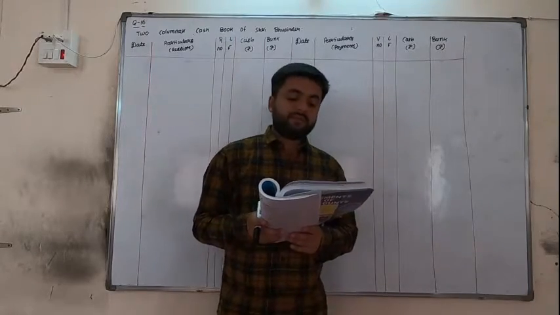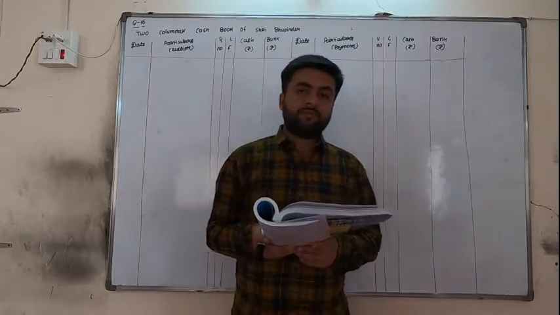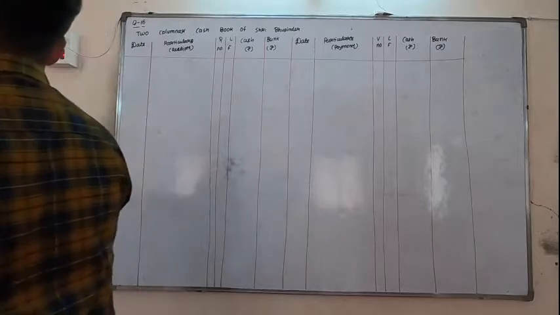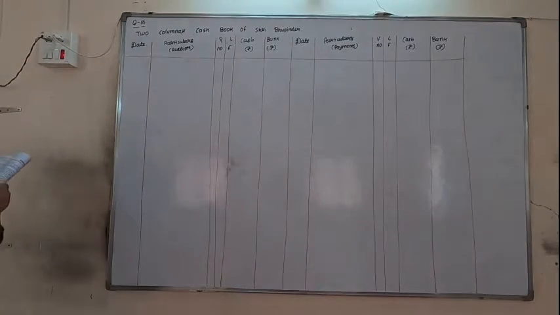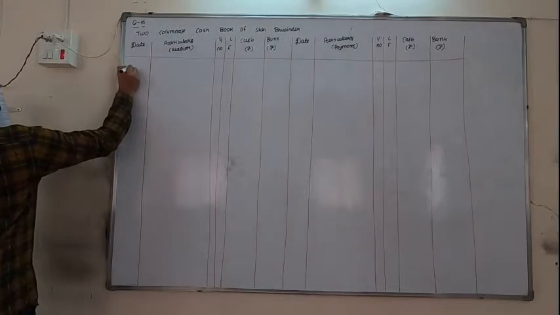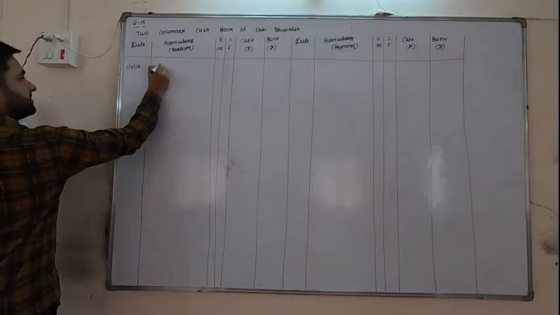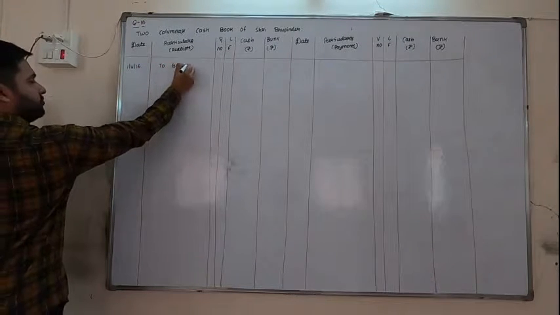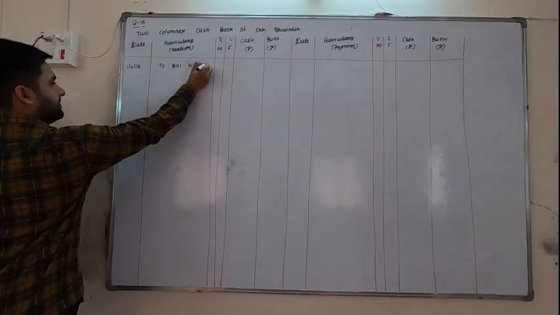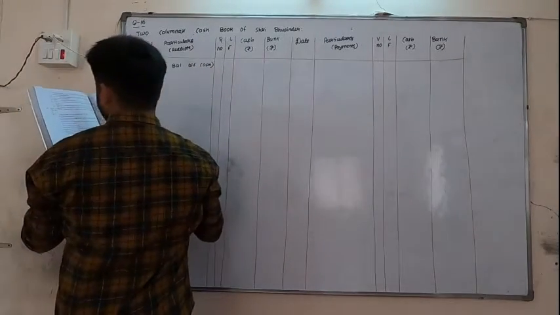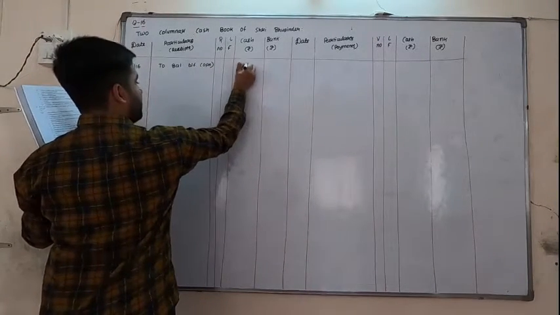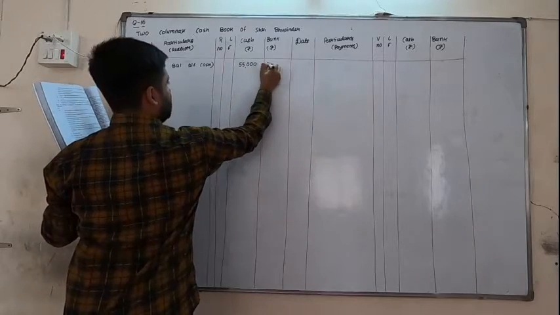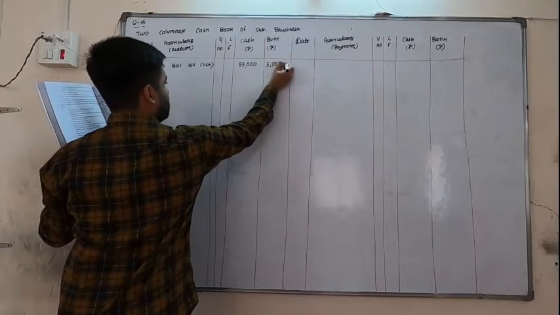April 2016. Opening is cash balance and opening is bank balance, so both will be recorded on debit side. On 1st April 2016, to balance brought forward. It is opening balance. For cash it is 55,000, for bank it is 5,50,000.